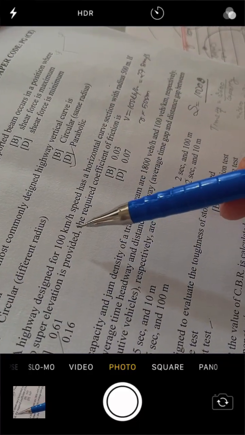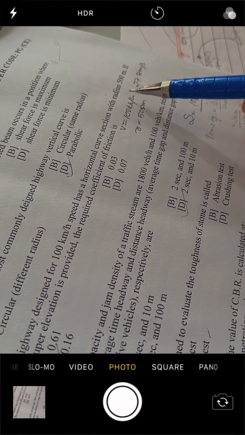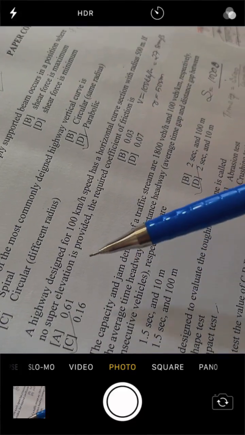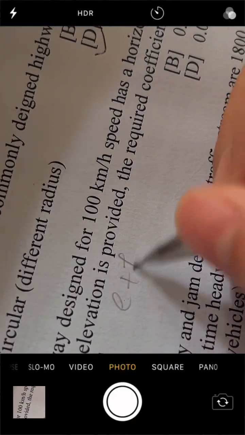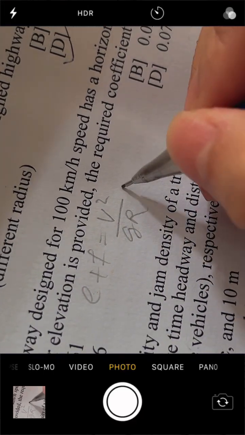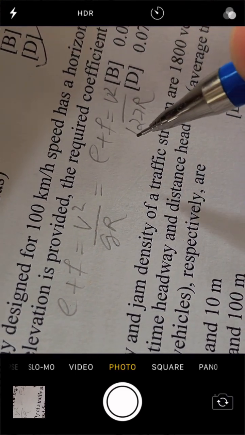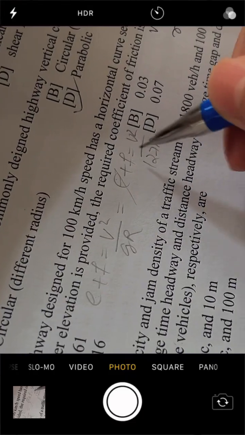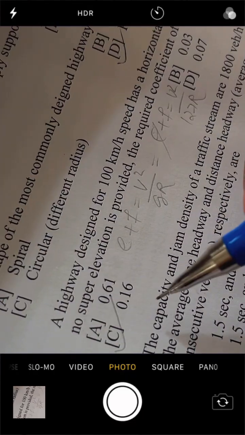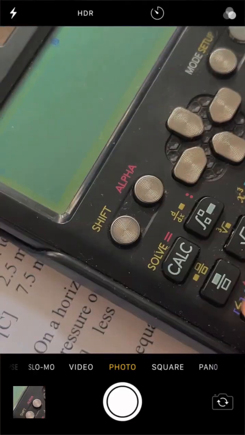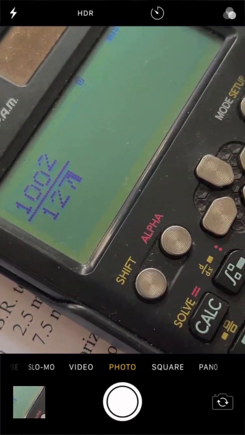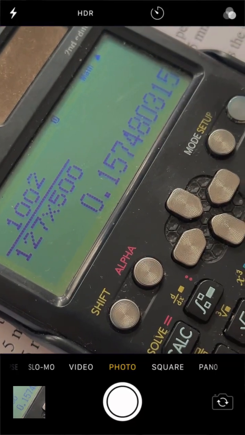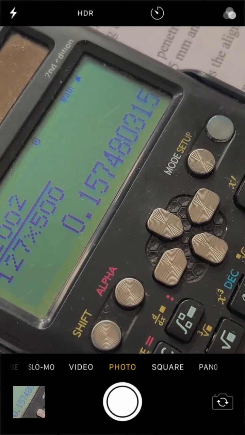A highway designed for a speed of 100 km per hour has a horizontal curve section with a radius of 500 meter. If no superelevation is provided, the required coefficient of friction is? We know that e plus f equals V squared by gR, or if you want to write it directly in kilometer per hour, e plus f equals V squared by 127 R. Here we consider e equals 0, then you can substitute these values in this formula. V squared is my 100 squared divided by 127 into 500 radius. It's 0.157, so we can opt for 0.16.